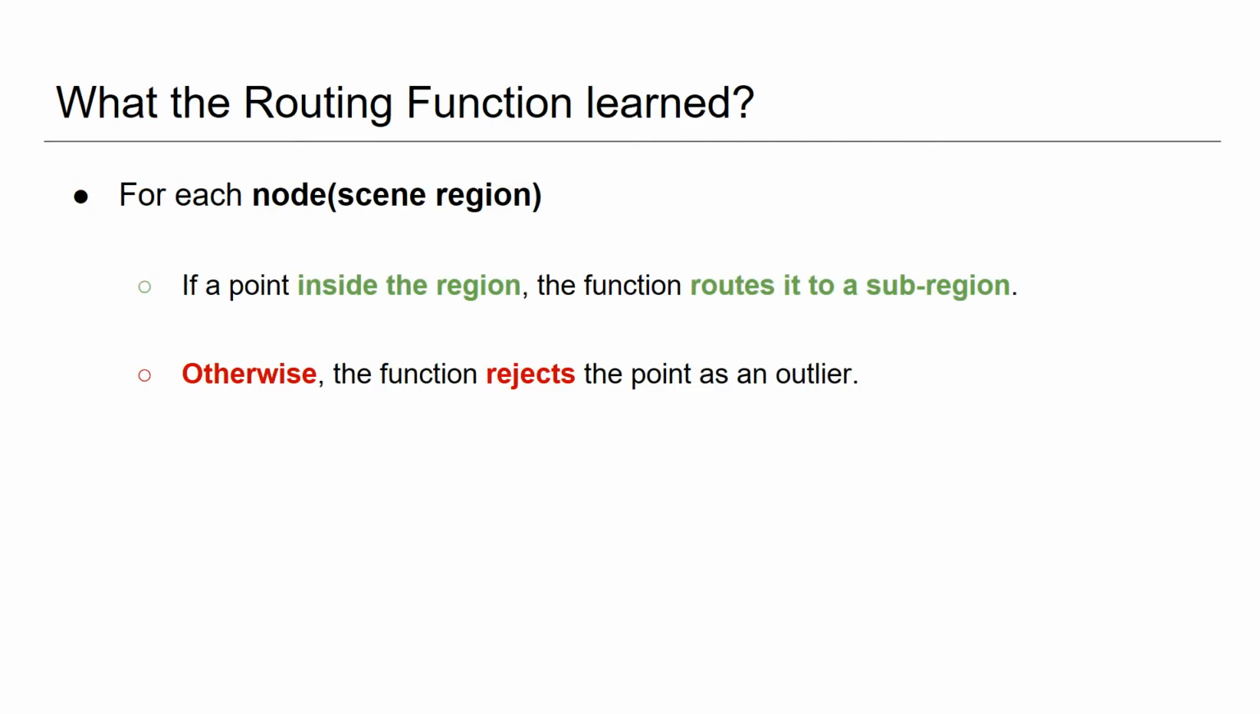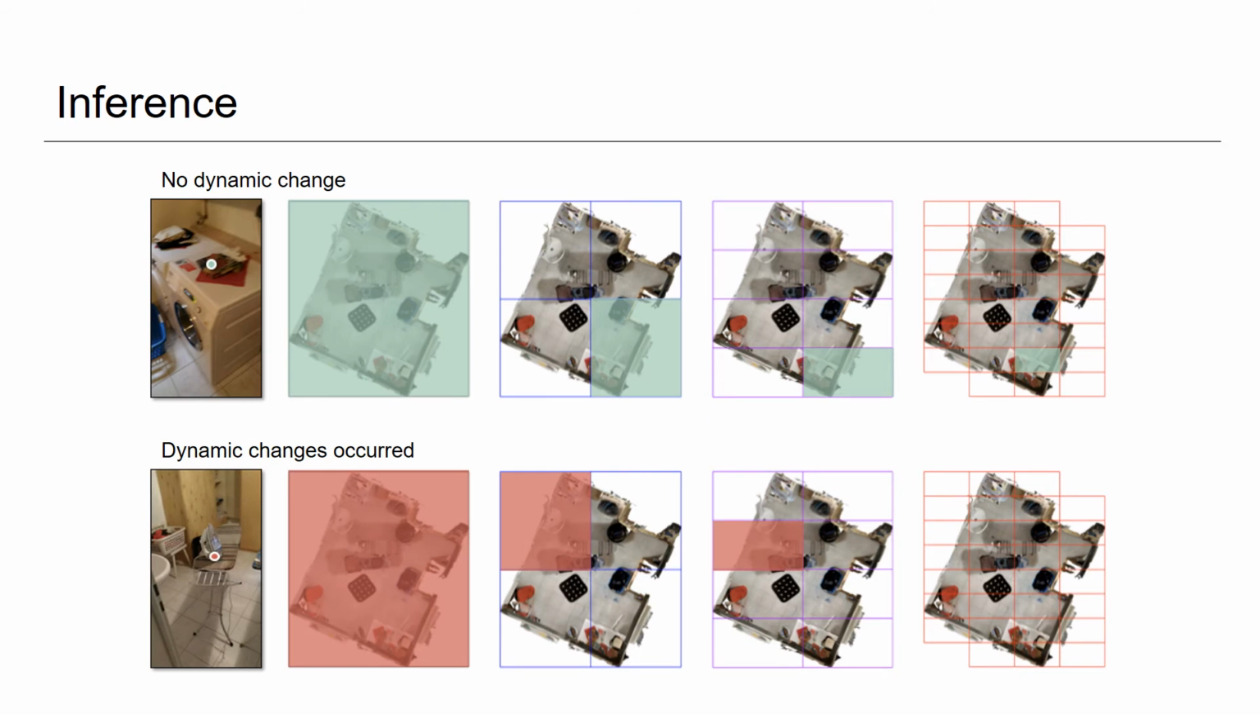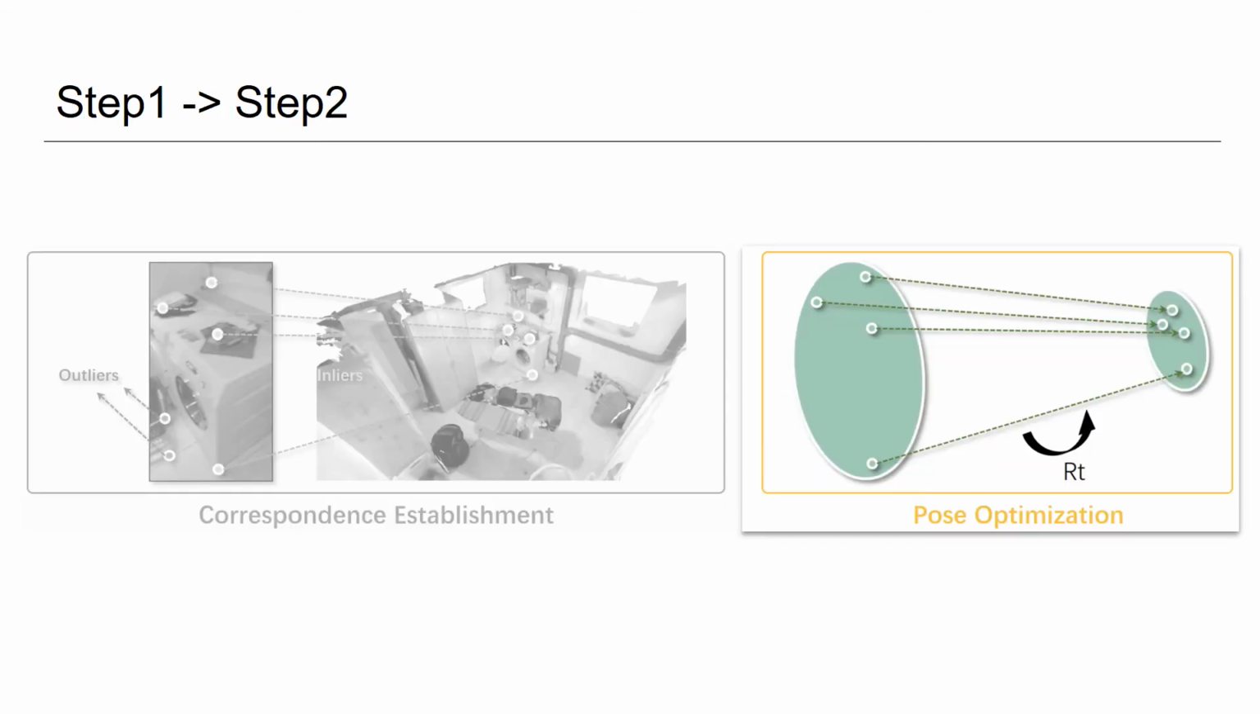After training, the routing function learns the scene with respect to each node. If a point is inside the region, the function routes it to a subregion. Otherwise, the function rejects the point as an outlier. At the inference stage, if there is no dynamic change, the tree infers the point to a scene region. If dynamic changes occurred, the tree rejects the point at some level. So far, we obtain correspondences between points from the camera and scene regions.